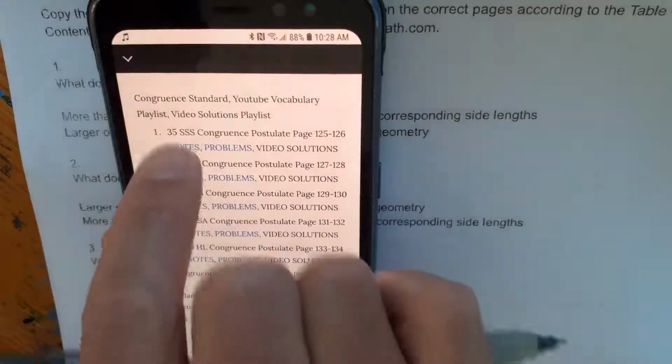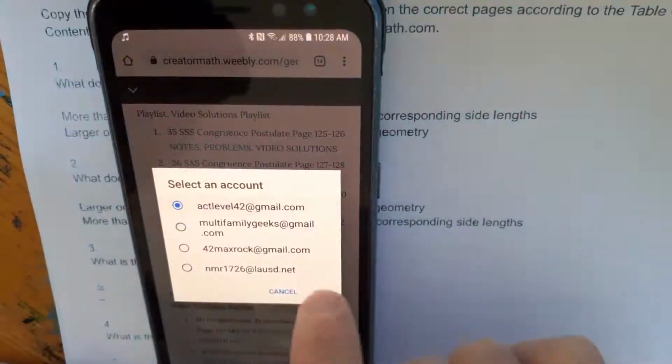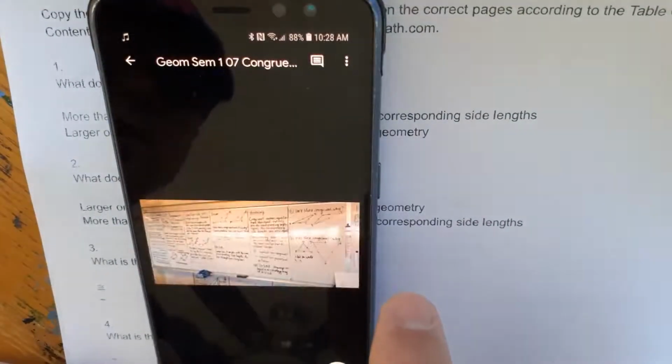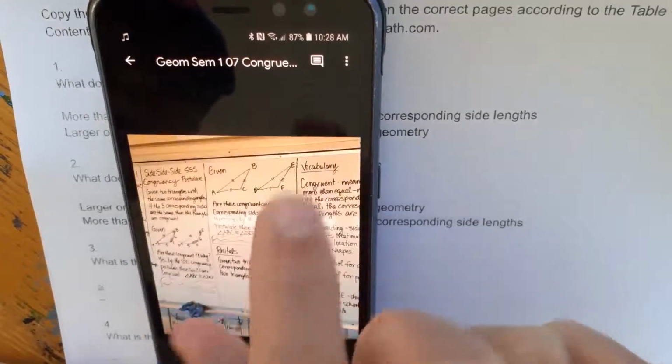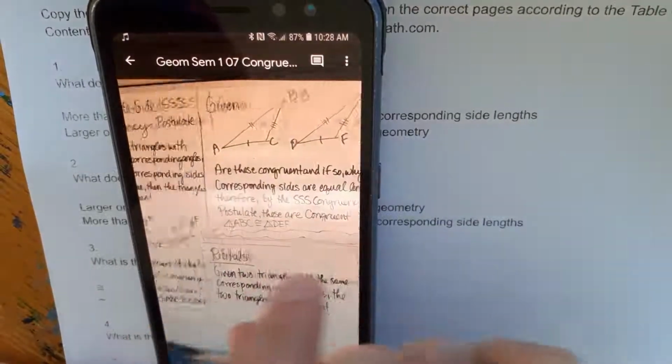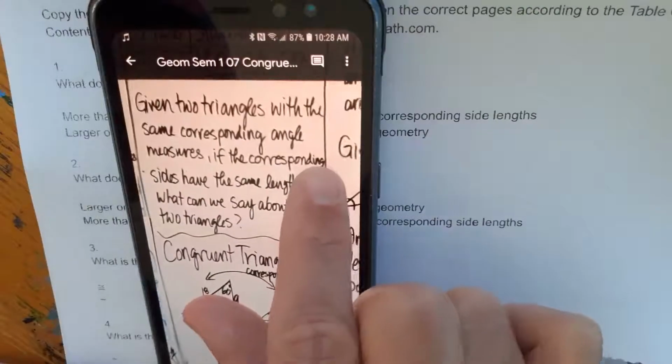So here are the notes. This is what you put on those pages. Fair warning, it can take a couple of times to load it. This loaded the first time. If you can expand it like this, it's loaded. So here are the notes you're going to put in your comp book.